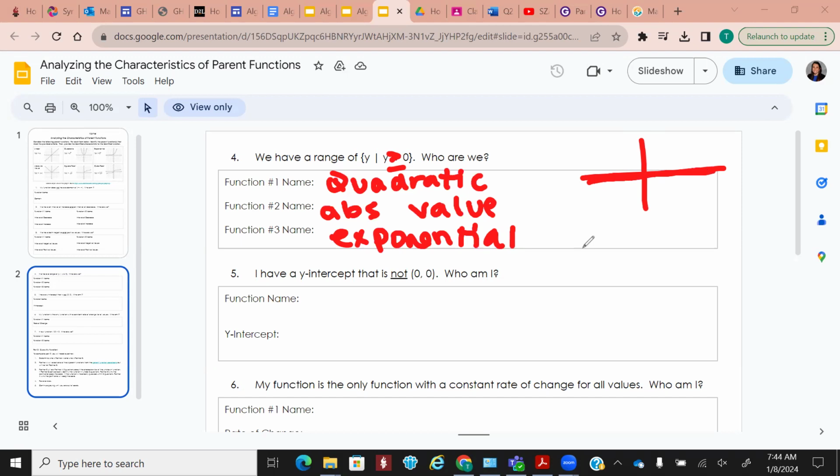All right. Number 5, I have a y-intercept that is not 0, 0. Exponential. And what is that y-intercept? 1. So 0, 1.